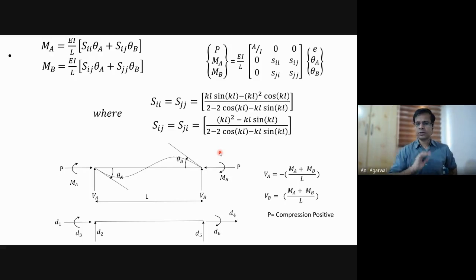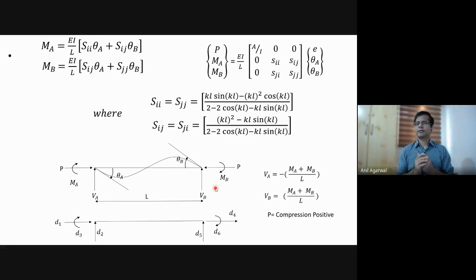So in this formulation, we will continue to ignore that effect. Fine. So as long as we ignore that effect, we can write the formulation this way: P, MA, MB. P is the axial force, MA is the moment here, MB is the moment here. That is some kind of a stiffness matrix here that we have discussed already in detail, multiplied by E, theta A, theta B. E is the axial deformation, theta A is rotation here, theta B is rotation here. Okay, fine. Now this is pretty much solved.